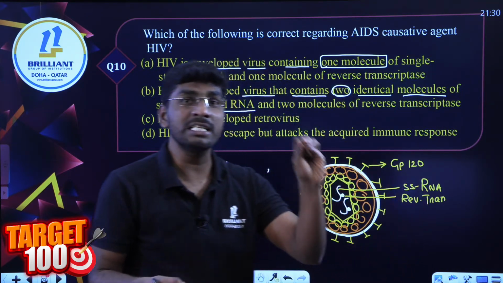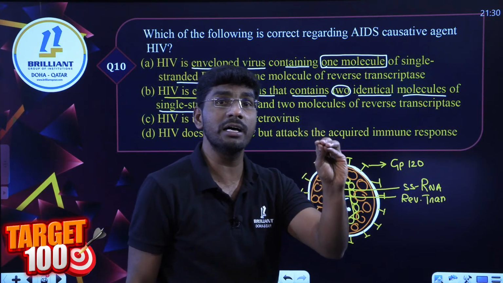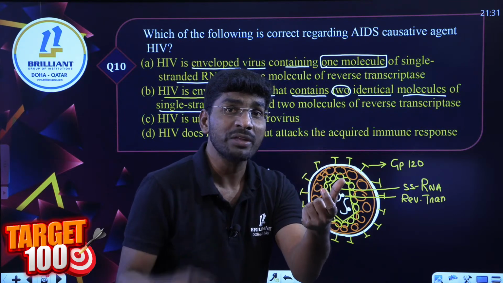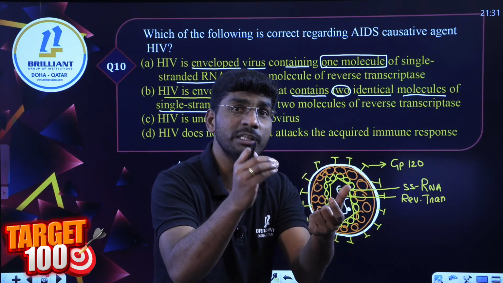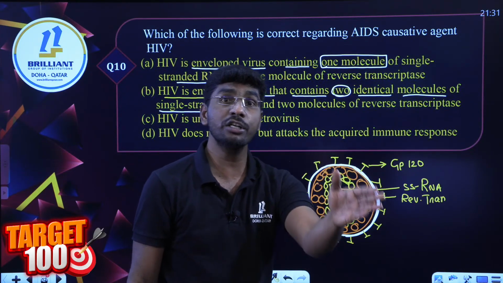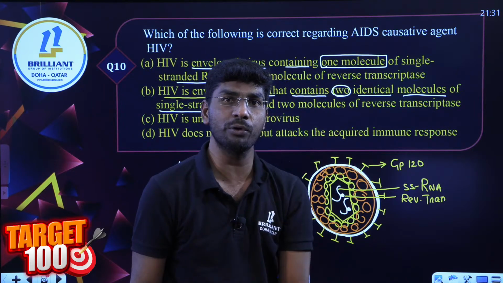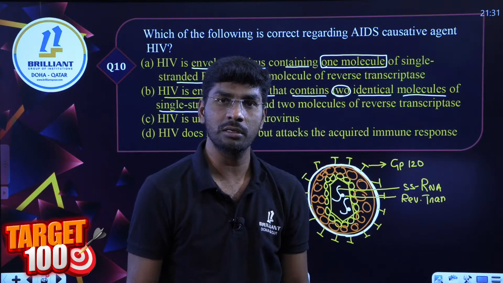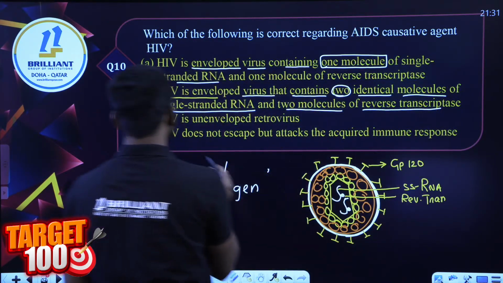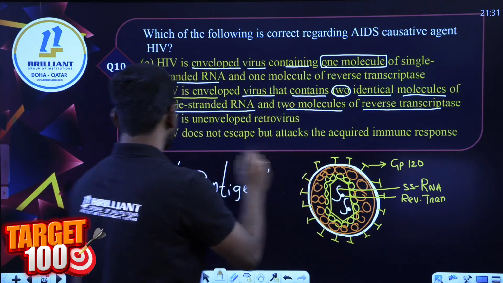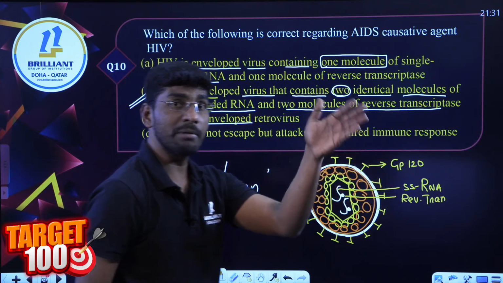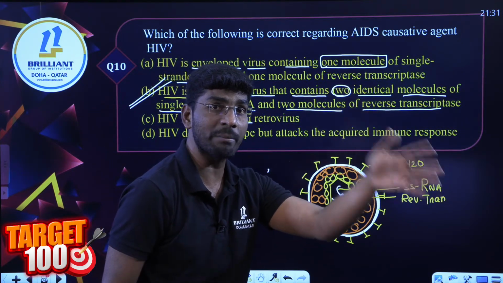Yes, absolutely correct. GP120. Remember, in the ELISA test, if you are looking for HIV, GP120 will be taken. GP120 is the antigen in nature. Antigen of HIV virus. Remember, glycoprotein molecules. So here is the RNA molecule, 2 molecules of reverse transcriptase. Yes, it is an enveloped virus. Is HIV unenveloped? No, it is an enveloped virus. Remember, it is a retrovirus.